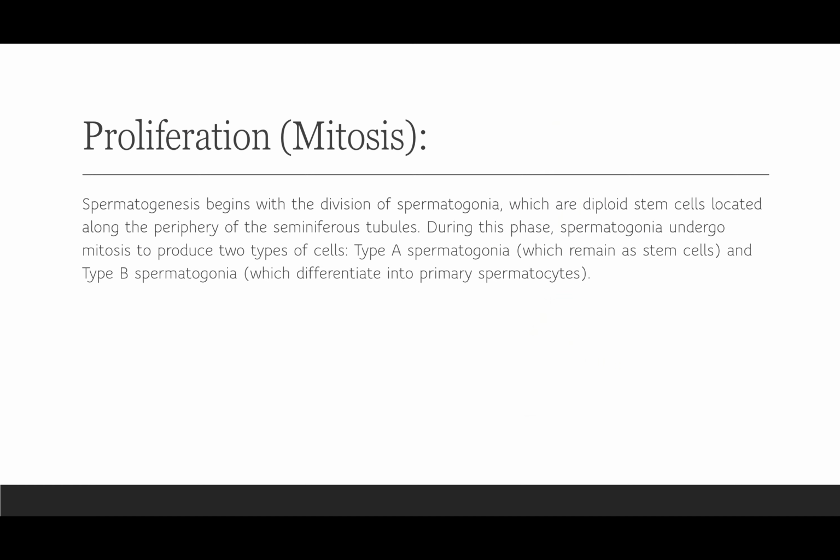All right, proliferation now. We're going to go through spermatogenesis. Proliferation, or what we call mitosis. Spermatogenesis begins with the division of the spermatogonia, which are diploid stem cells located along the periphery of the seminiferous tubules. During this phase, spermatogonia undergo mitosis to produce two types of cells: type A spermatogonia, which remain as stem cells, and type B spermatogonia, which differentiate into primary spermatocytes.